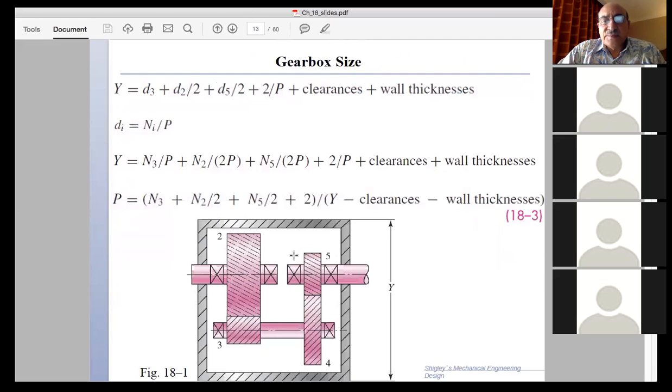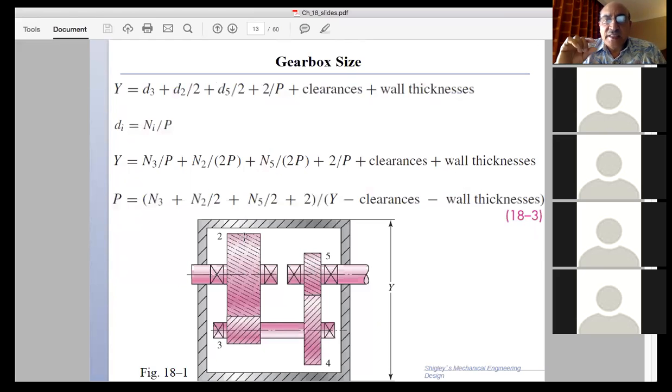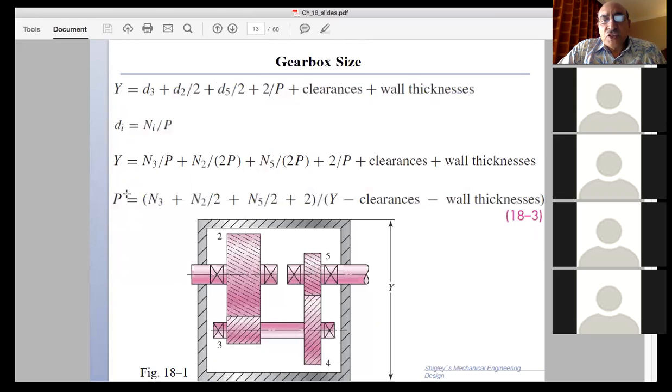So the idea here is that if we look at Y, which is the external dimension, it is going to be equal to a full diameter D3 plus half of D2. So I take the gear D3, add the radius of gear 2, and then add the radius of gear 5, which is D5/2, and then I add 2/P, because from each side the extent of the teeth will be added to the external dimensions, plus the clearances and the wall thickness, and we equate it to the given size from the outside. Once we have the outside dimensions given, that can determine the pitch.